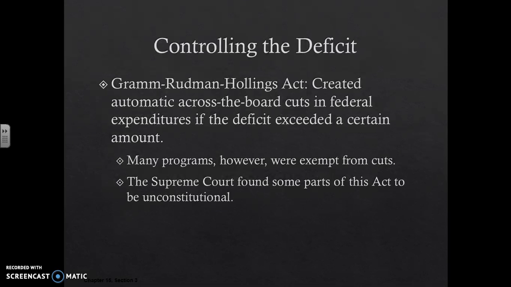So how do you control the deficit? Well, the Graham-Rudman-Hollings Act was created. It created automatic across-the-board cuts in federal expenditures if the deficit exceeds a certain amount. So if the deficit hits a certain amount, that means, boom, you have to automatically make these cuts. Many programs, however, were exempt from cuts. But then the Supreme Court found some parts of the act to be unconstitutional, and when something's unconstitutional, it cannot stay in place. It's that checks and balances.